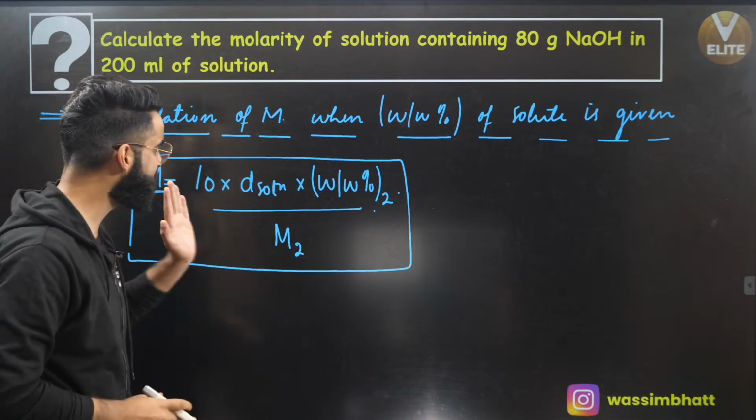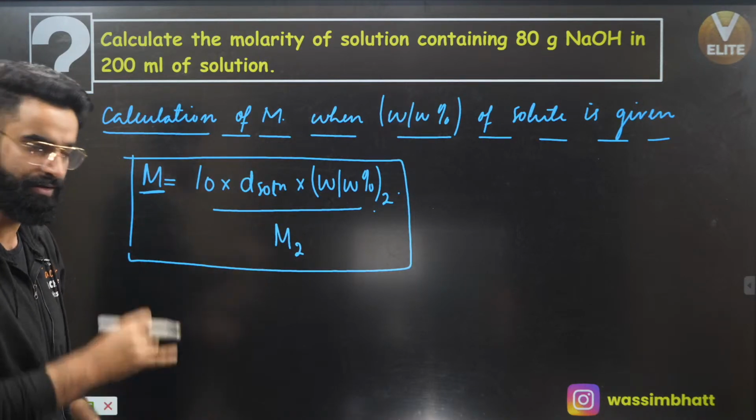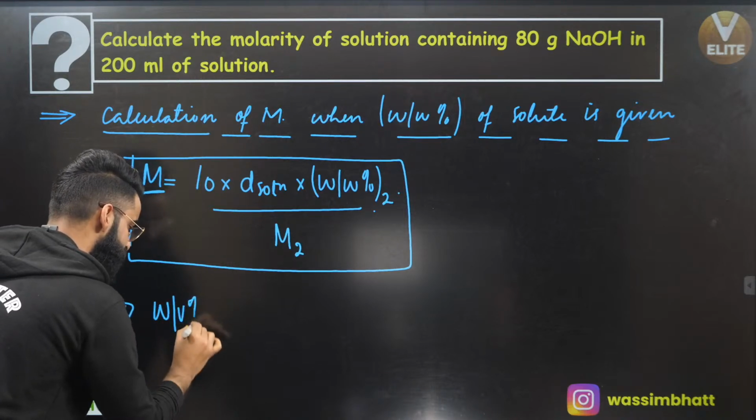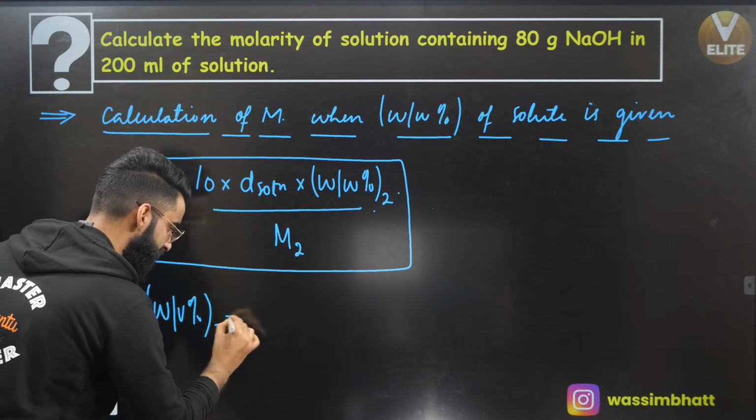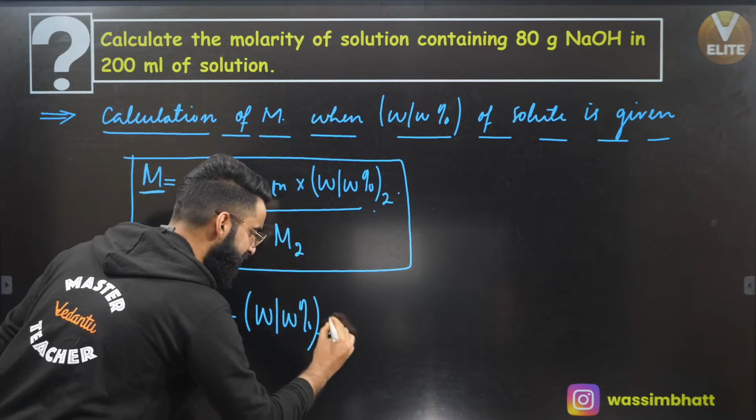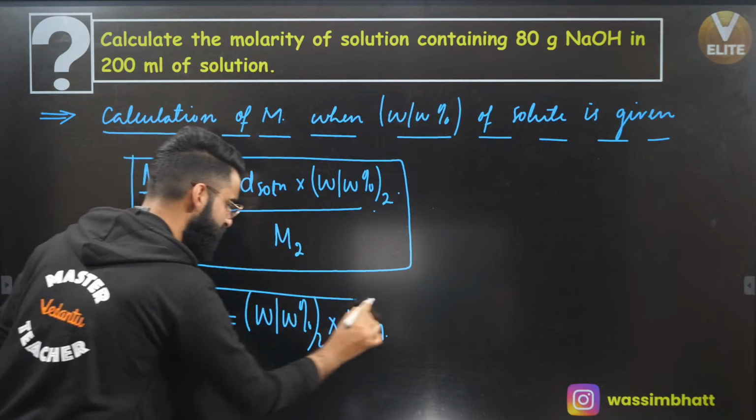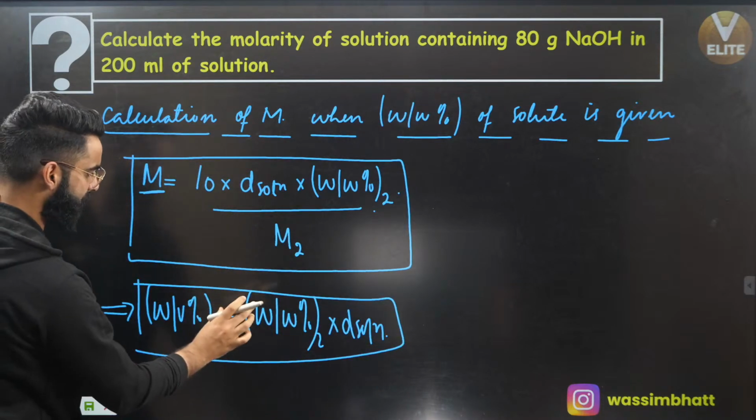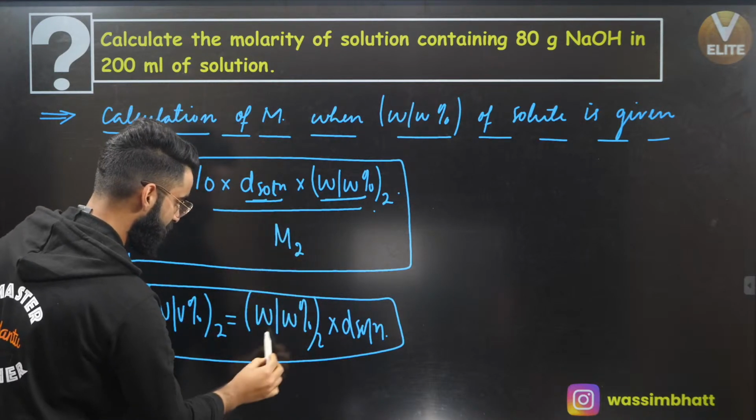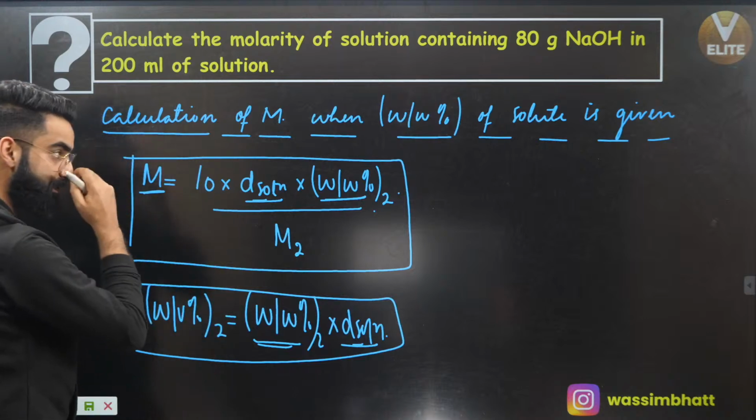I can convert this same result into a different form as well. If you remember, in the last session I told you that weight by volume percent of solute is equal to weight by weight percent of solute multiplied by density of solution. I hope you remember this. See, this is weight by weight percent of solute, and this is density of solution. Weight by weight percent multiplied by density of solution, do we call this weight by volume percent of solute, right?